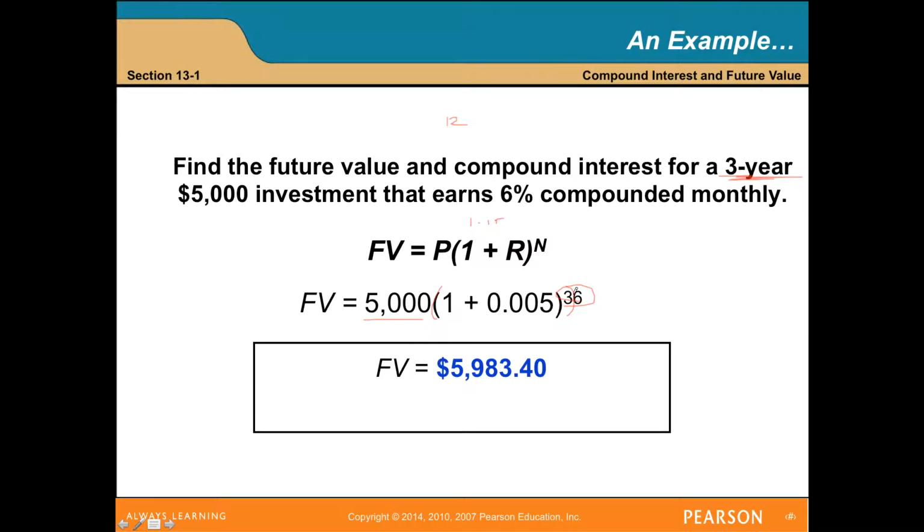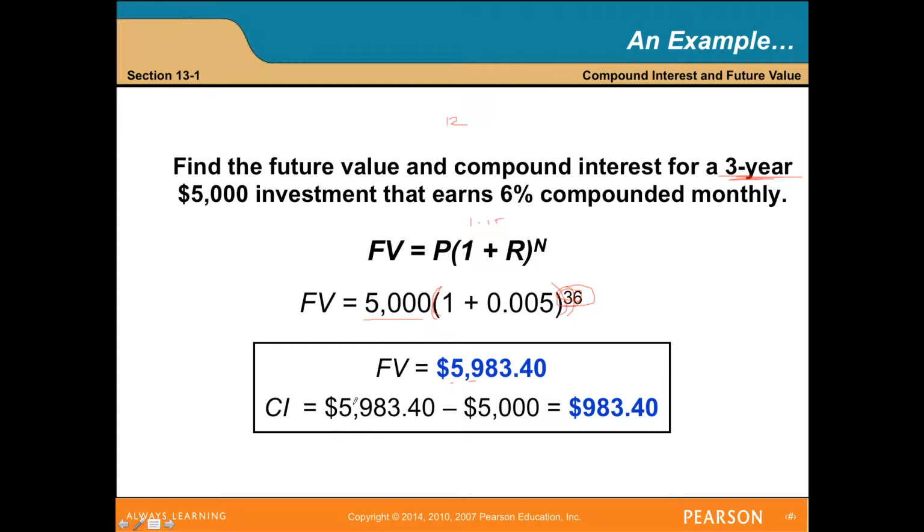So the future value would be $5,983.40. Here we have to follow the order of operations. First you want to work the parentheses, then the exponent, and then you can do the rest.